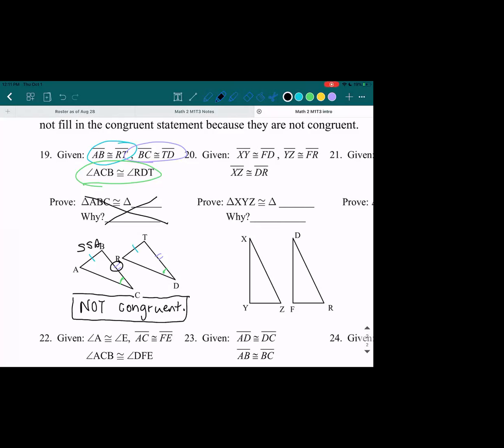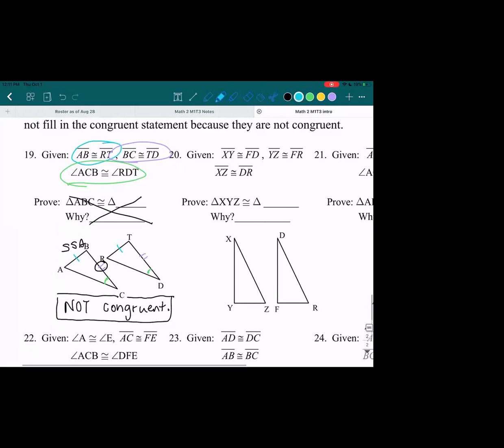Any questions on this one? Okay, always interrupt me if you have a question. I'm totally okay with that, especially because I can't see your hands. But let's do number 20 now then.